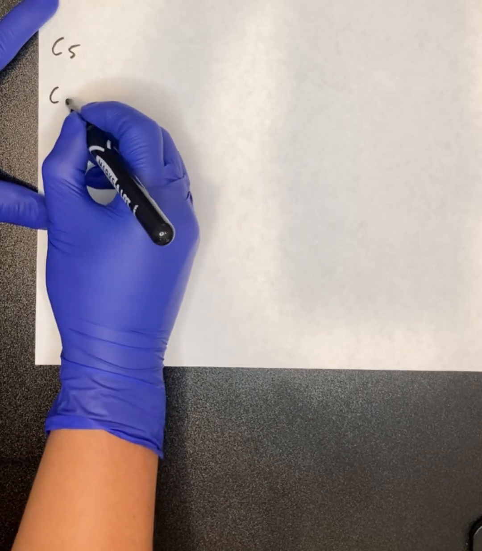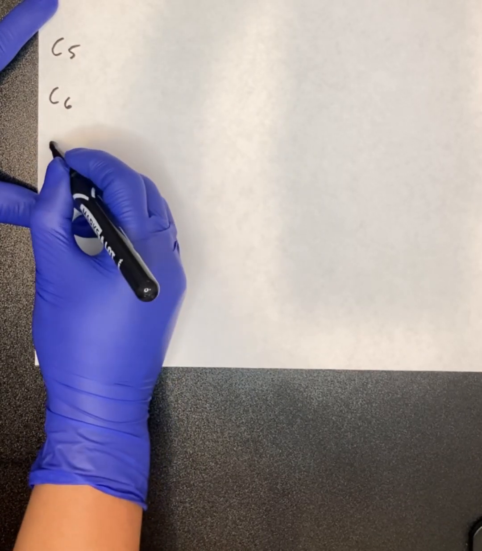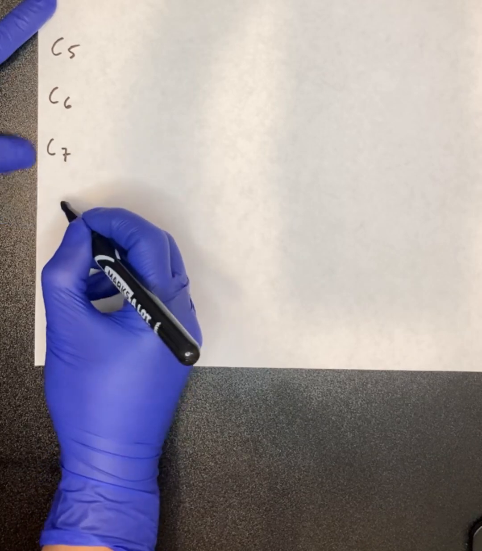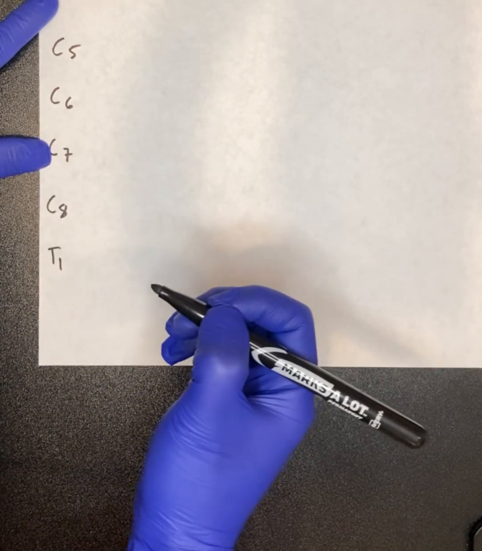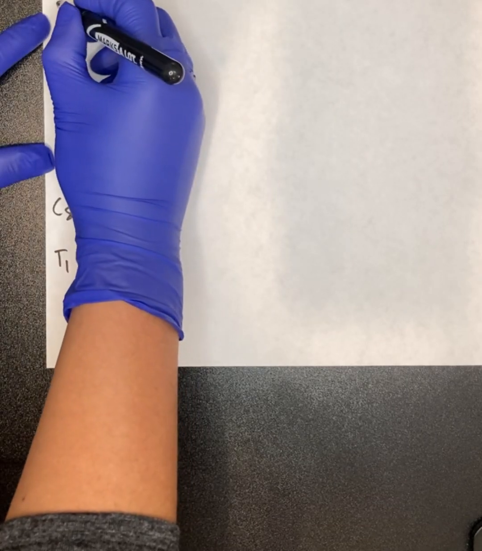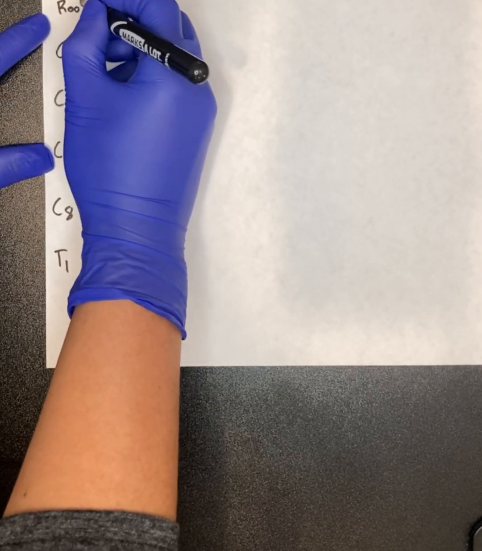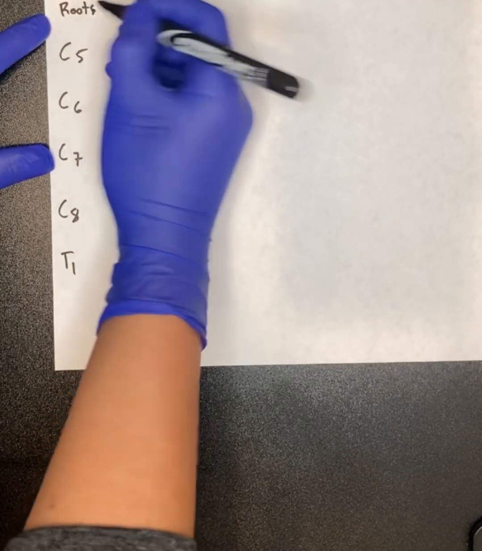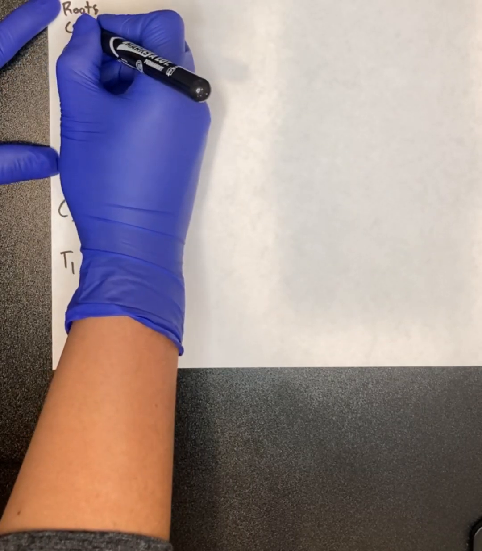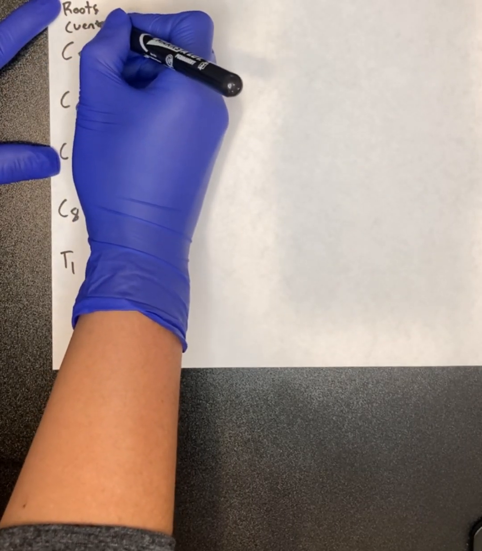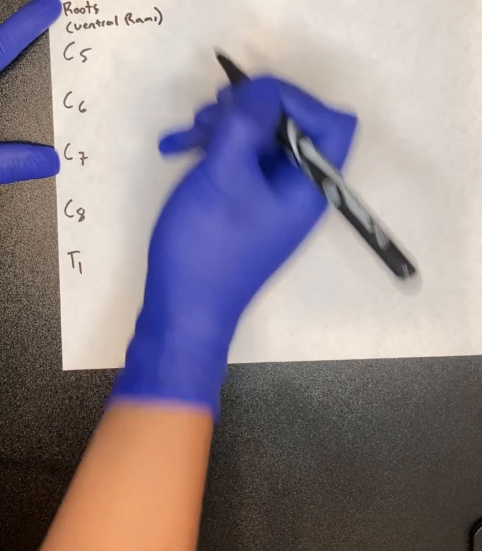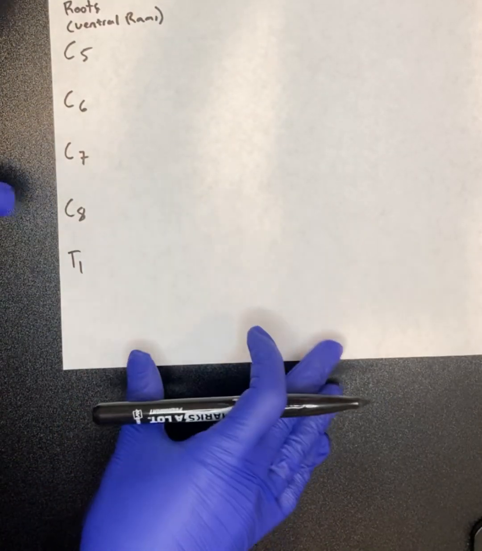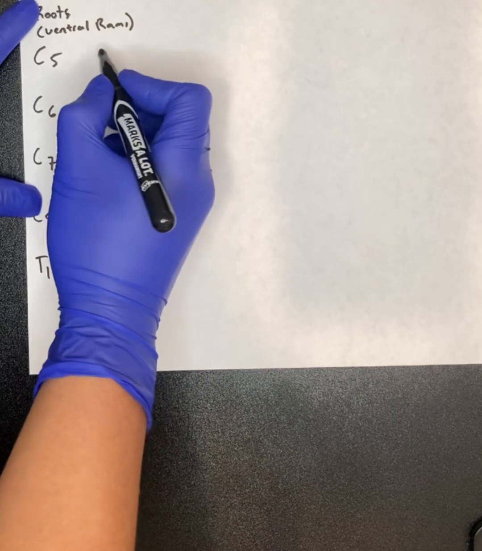and then C6, C7, C8, T1. These are the roots of the brachial plexus, but more anatomically correct, these are the ventral rami of the spinal cord from this high up. They contain both motor and sensory.